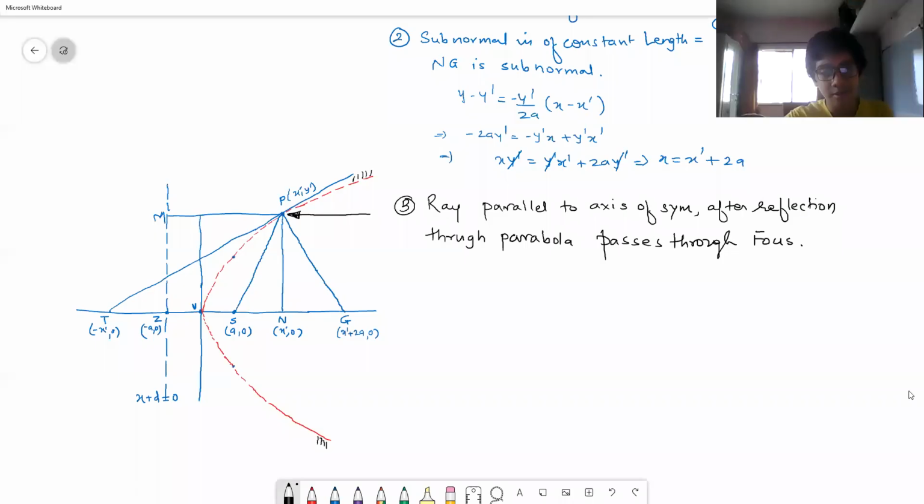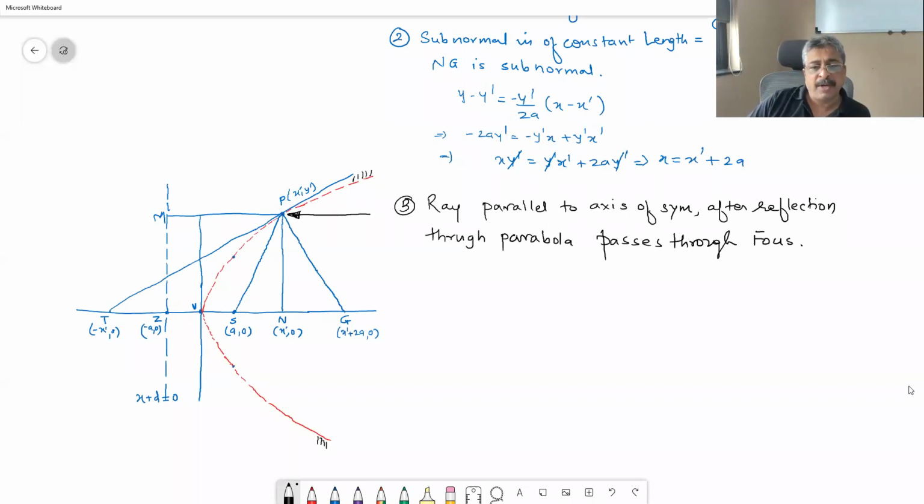Prove it. To prove this, maybe geometrically it is easier and faster. So first prove that quadrilateral PMTS is a rhombus.